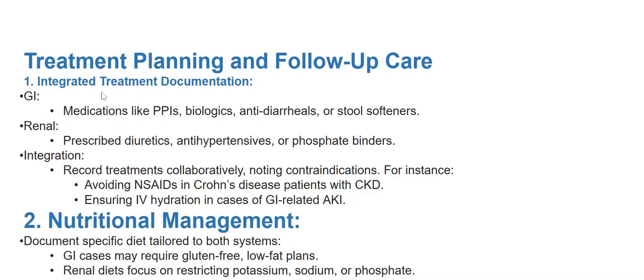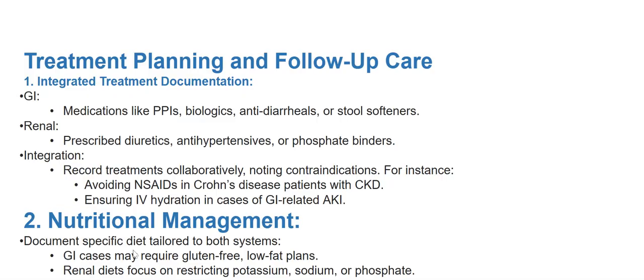Treatment planning and follow-up care, integrated treatment documentation. GI medications like proton pump inhibitors, PPIs, biologics, antidiarrheals, or stool softeners. Renal prescribed diuretics, antihypertensives, or phosphate binders. Integration: record treatments collaboratively, noting contraindications, for instance, avoiding nonsteroidal anti-inflammatory drugs, NSAIDs, in Crohn's disease (CD) patients with chronic kidney disease, ensuring IV hydration in cases of GI-related AKI, acute kidney injury.